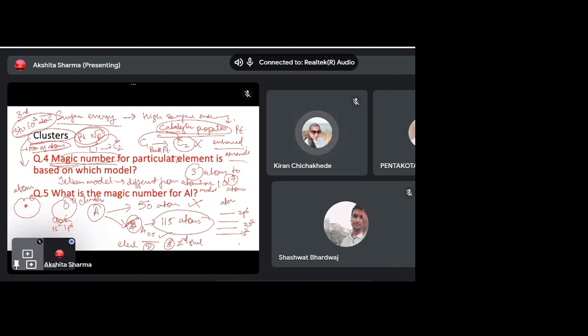The electron filling is different in a cluster, and different from an atom. In an atom it is 1s2, and there is no 1p6. It is 2s2. Here we have 1p6, 1d10. So electron filling in the cluster is different, and this is based on the Jellium model.